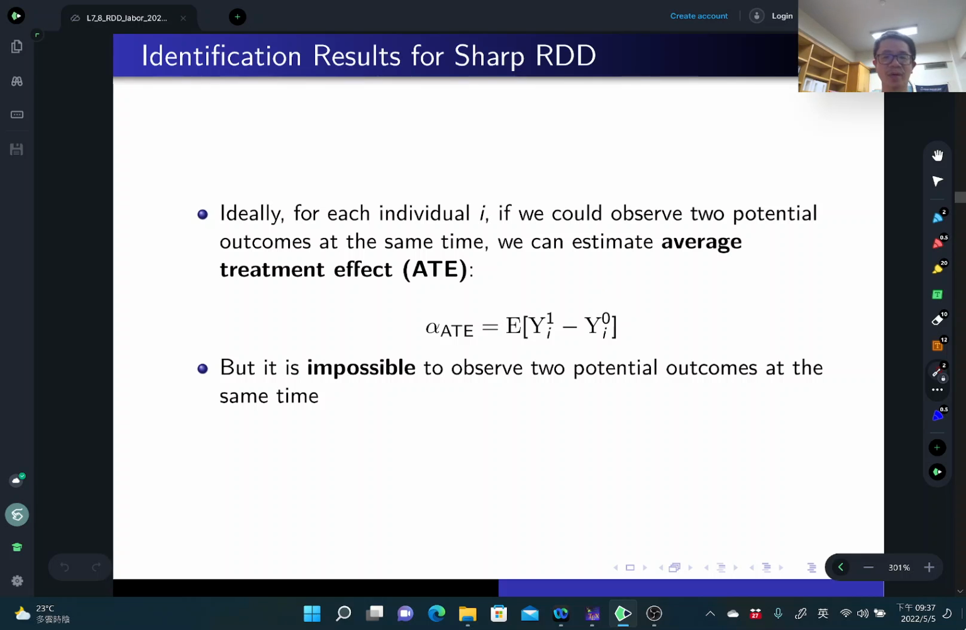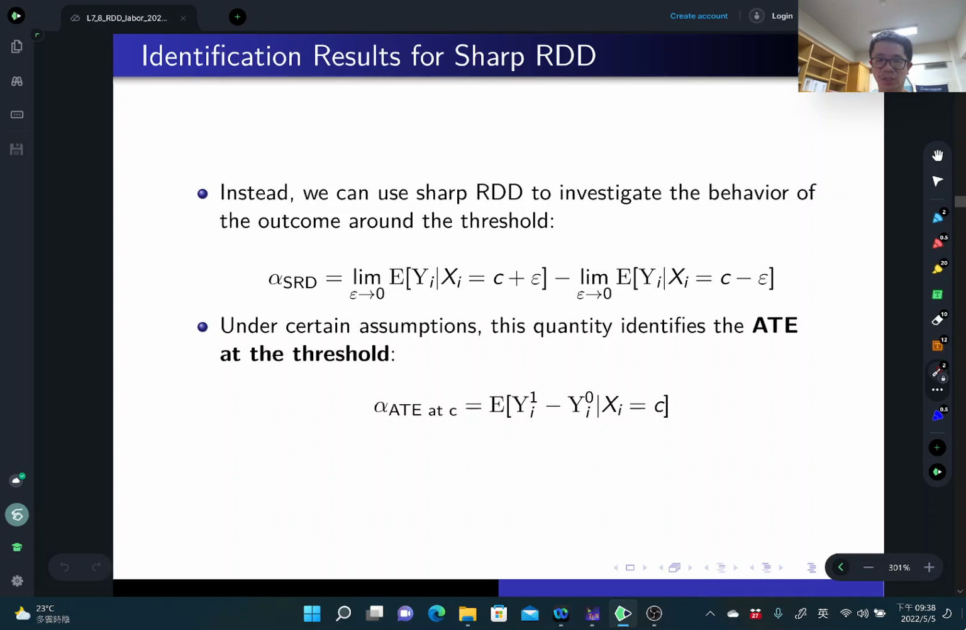So either they get treatment and the potential outcome with treatment will be realized, or not, and the potential outcome without treatment will be realized. So we need to try to recover the thing we cannot observe, the counterfactual. The RDD design suggests we can just investigate the behavior of the outcome around the cutoff. We use the outcome around the cutoff to represent the counterfactuals.